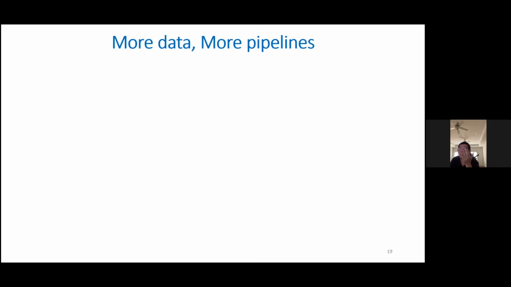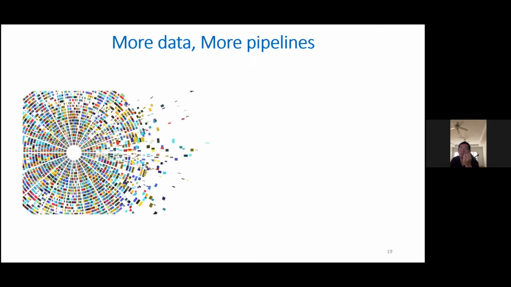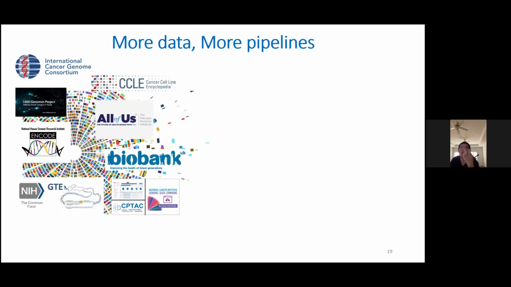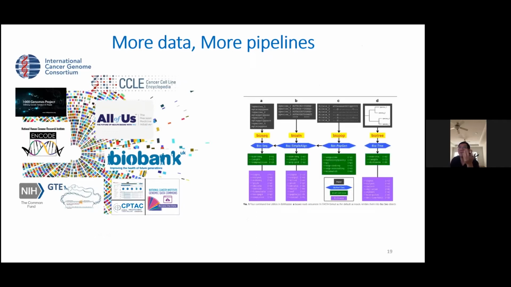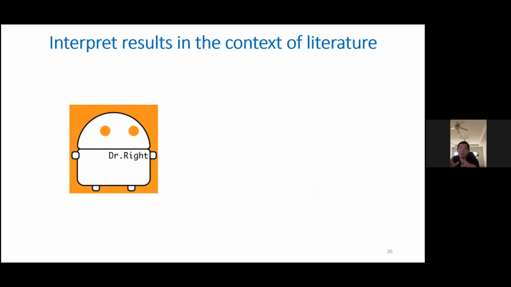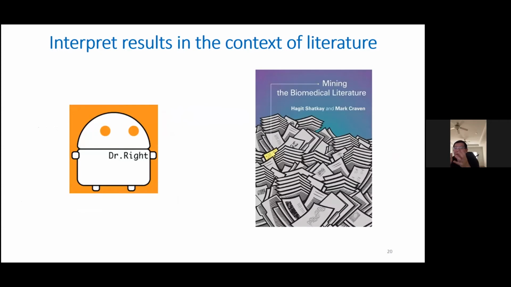So in the future, what we want to do is really load more data. As I mentioned, currently we only have cancer genome data, but in the future, we can load a lot more standardized data. And also, we want to implement more pipelines, so people have a choice to pick their preference. Second, currently DrBioRight can only do the analysis and give the result, but we can further ask DrBioRight to interpret the result in the context of literature, because we can load millions of PubMed papers into DrBioRight.